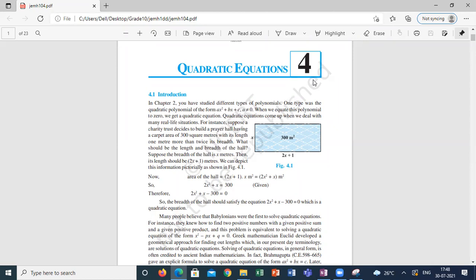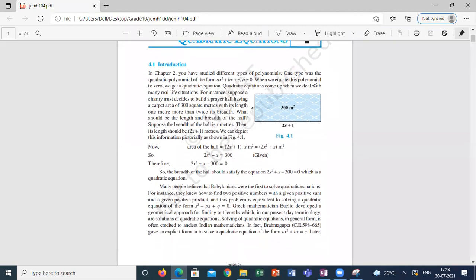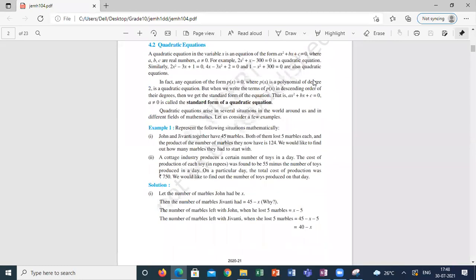So on the screen it is showing x into 2x plus 1 is equal to 300 meters square, which will give us a quadratic expression, a quadratic equation. By solving this quadratic equation, you can solve the situation. Solving the quadratic equation means I'm confirming this polynomial is equal to 0. For what values of x this polynomial is 0 is known as solving the quadratic equation. That is the main agenda of this expression.